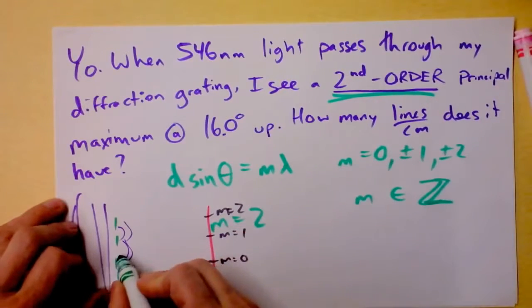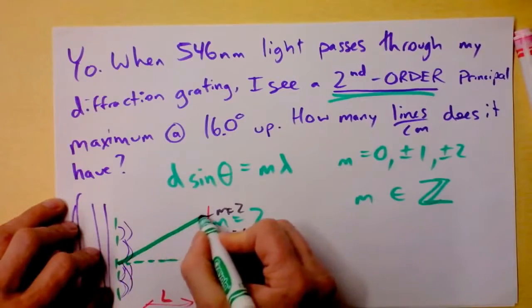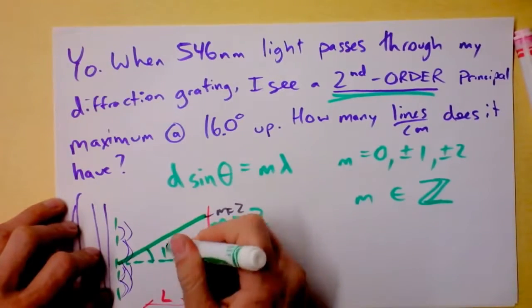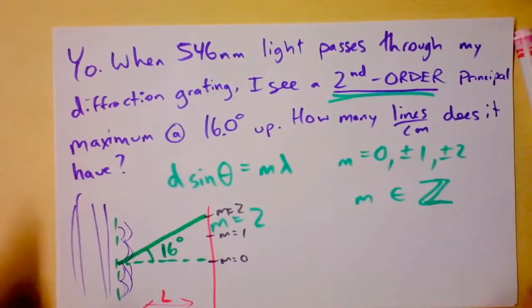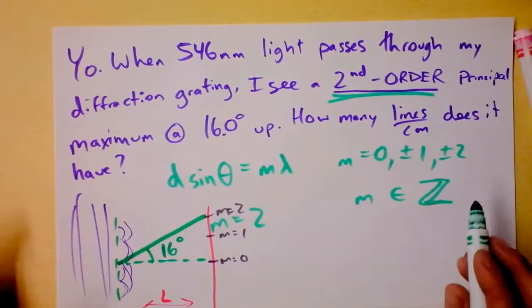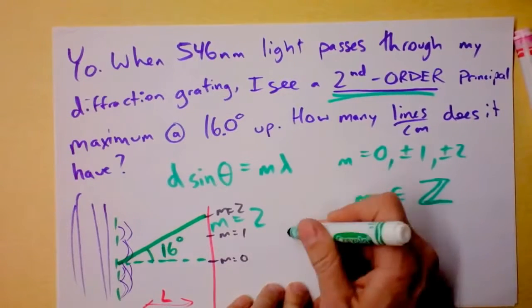And they're saying that this angle, here there is a bright spot. This angle is 16 degrees, 16.0 degrees. And we just need to do a little bit of math. Are you ready to do a little bit of math? They want to know how many lines per centimeter it has. So what if I find the separation?